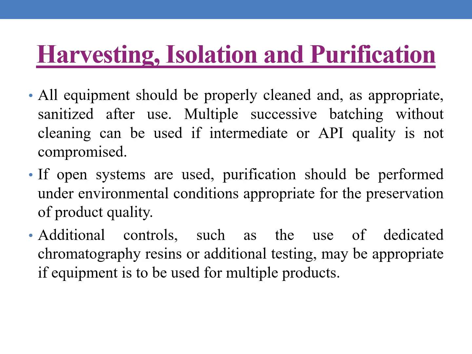All the equipment should be properly cleaned and, as appropriate, sanitized after use. Multiple successive batching without cleaning can be used if the intermediate or API quality is not compromised. This is mostly applicable only for single-product equipment. If the equipment is used only for one product, you can use multiple successive batching without cleaning, provided the intermediate or API quality is not compromised.